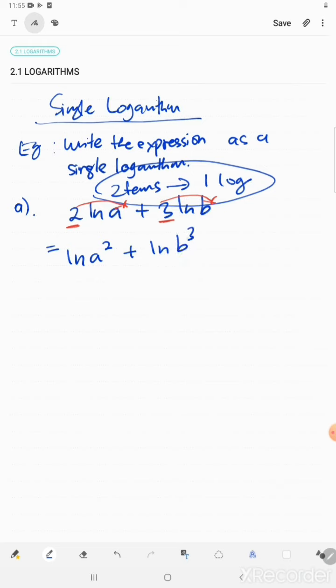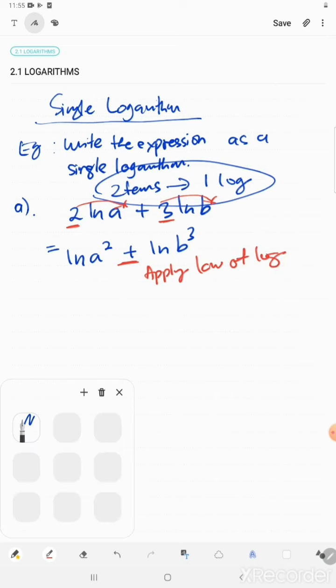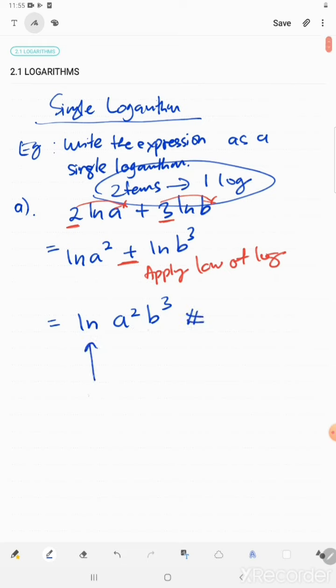Okay, now we can see that we have here the addition. So apply the law of log. When we see addition, we know that this will be a square multiplied by b cube. Okay, so this is the answer where we only have one log, meaning this is a single log. Okay, this is the final answer.